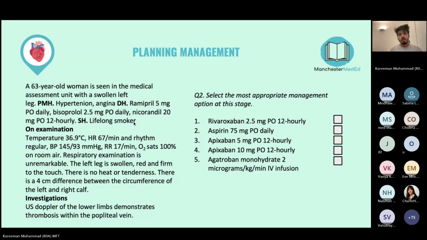Just choose, so put it in the chat, which one you would like to give this patient?